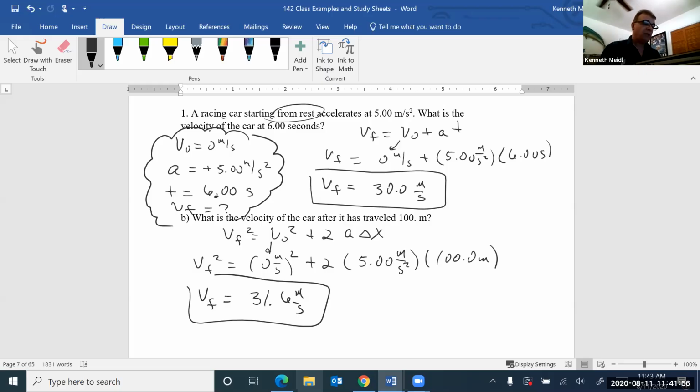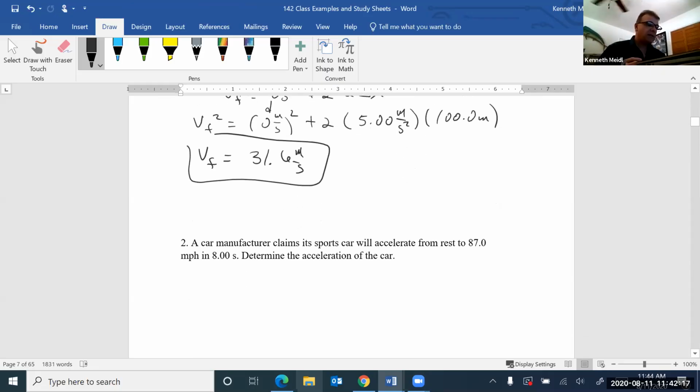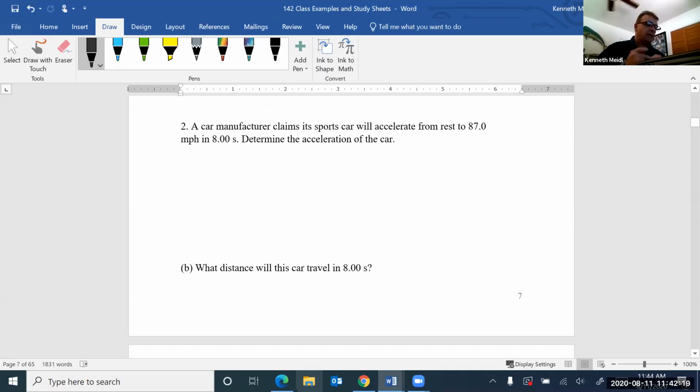So the kinematics are very powerful. The 3 of them should take care of just about any situation. Your textbook does have a 4th listed at times, but most of the time you can get by with just these 3. There's usually not a need for the 4th one at all. But this is always the idea of using the kinematics. Now let's take a look down here at this next one, the second example.